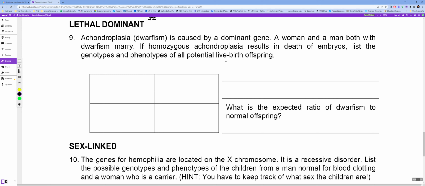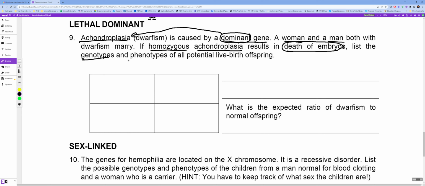Let's move on down to a lethal dominant situation. So this one's a little bit different. Achondroplasia or dwarfism is caused by a dominant gene. So I'm just going to circle and link this back to achondroplasia over here. Achondroplasia is dominant. A woman and a man, both with dwarfism, marry. Okay. If homozygous, this is the important part right here, homozygous achondroplasia results in the death of embryos. Okay. List the genotypes and phenotypes of all potential live birth offspring.